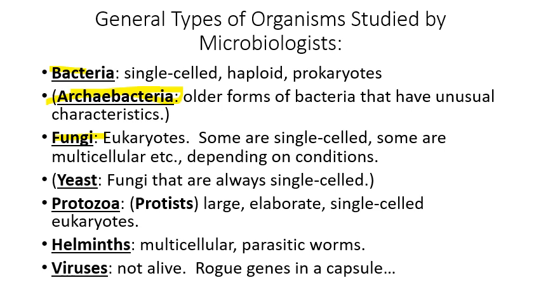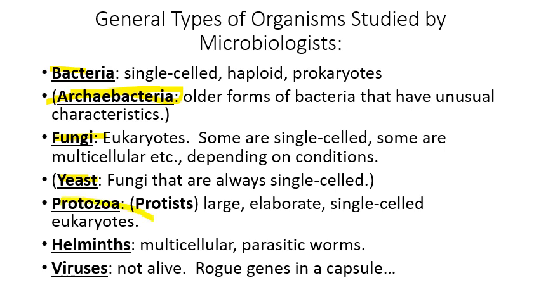Some of them are single-celled and some of them are multicellular depending on conditions. Generally, the main condition which determines whether a fungus is a multicellular organism or a single-celled organism is the temperature. So usually at higher temperatures, fungi exist as individual cells. At lower temperatures, they exist as colonies called mycelia, fungal colonies. Yeast are single-celled fungi, basically fungi that are always single-celled.